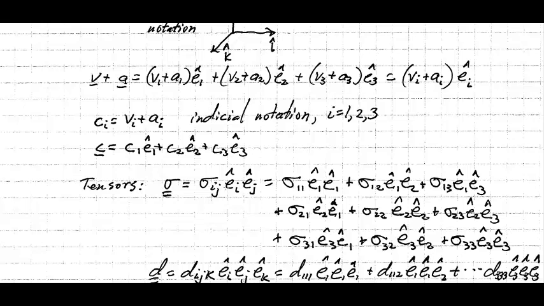Mathematically, note that we have a repeated index i, repeated index j. So that means we have to do a summation on i and j. So you're going to sum sigma 1,1, 1,2, 1,3, 2,1, 2,2, etc. down to sigma 3,3.